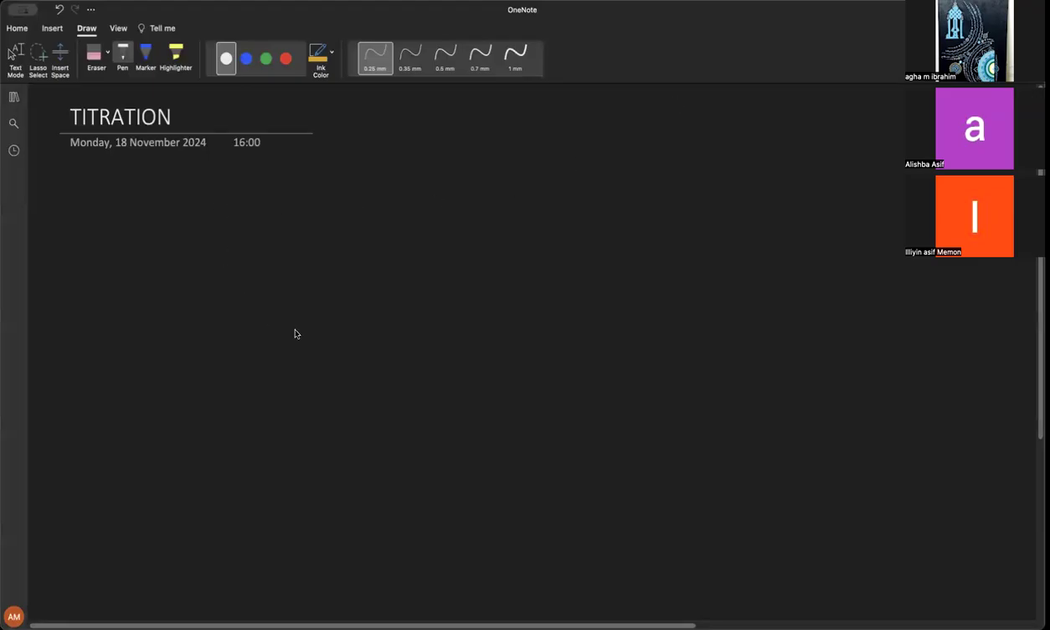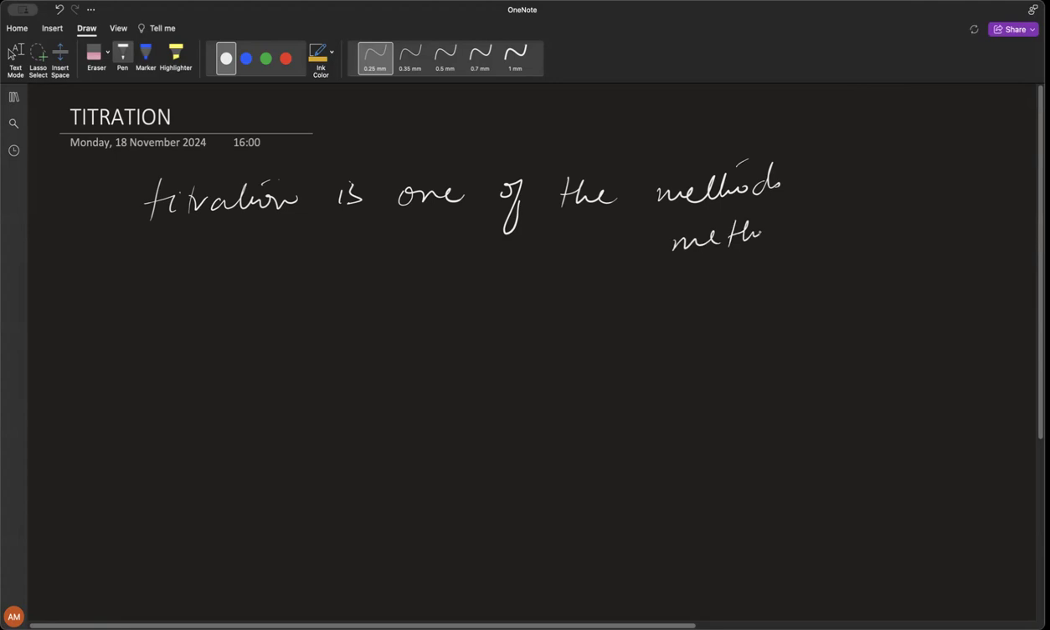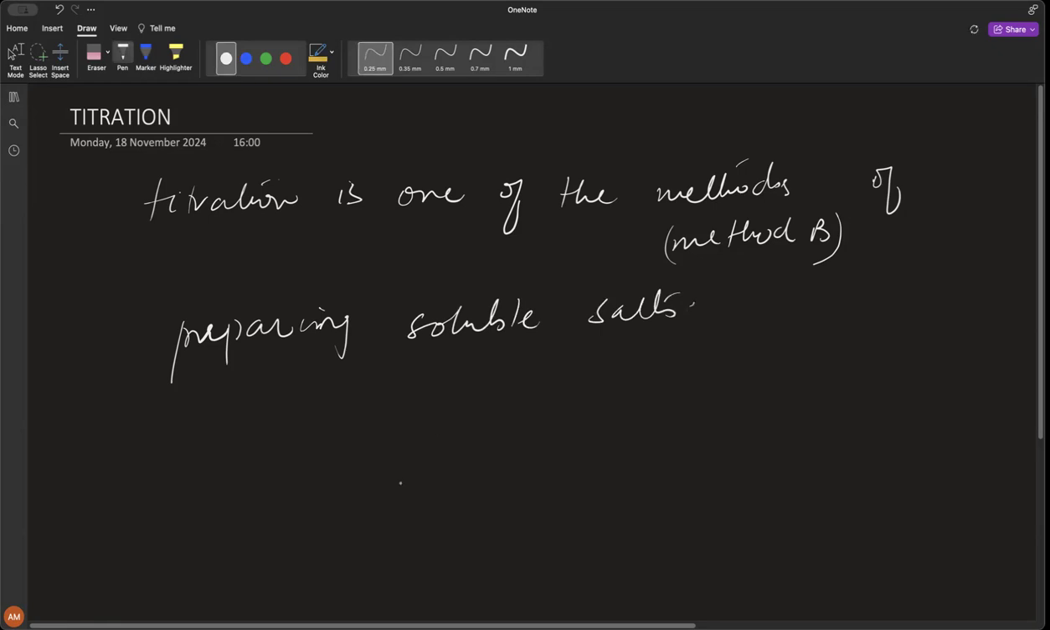Okay, GCSE. Very good. When we talk about titration, we need to know that titration is one of the methods, if you refer to our notes, it's method B, one of the methods of preparing soluble salts. So it's one of the methods of preparing soluble salts, but what's the difference?